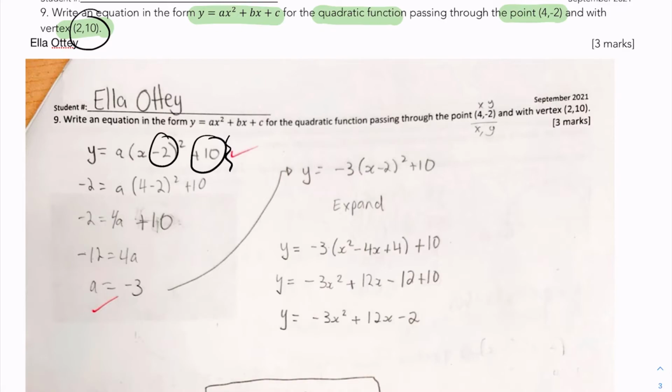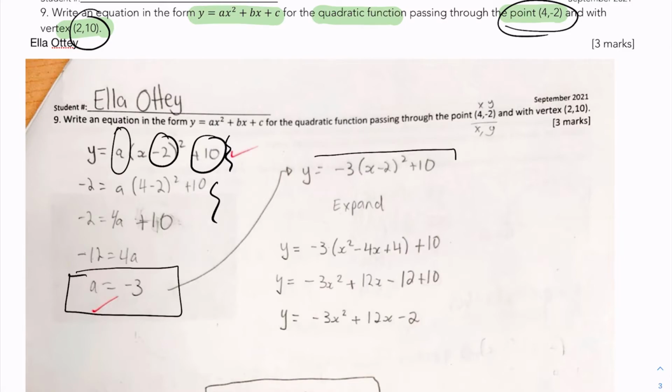Now, that's not enough because we don't know how this parabola opens. Does it open up, down? Is this vertex a minimum, a maximum? We don't know. So we'll have to use the other point, (4, -2), plugged into the equation to solve for the value of a, and that's what she does. So she ends up with a value of a equals -3, which you can then plug back into the original vertex form of the equation.